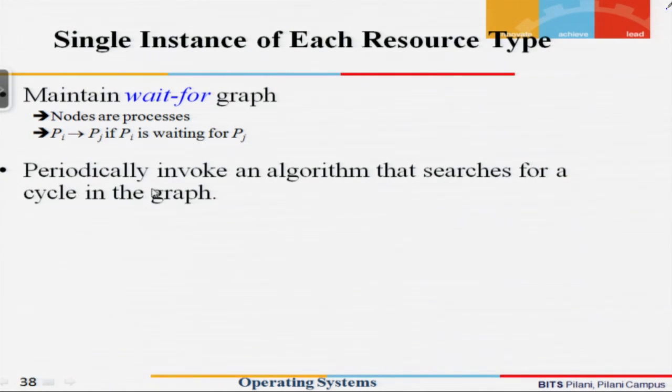So we maintain a graph and we try to search for a cycle in the graph. If a cycle in the graph is found, that is indicative that there is a deadlock, and then we try to break the deadlock.